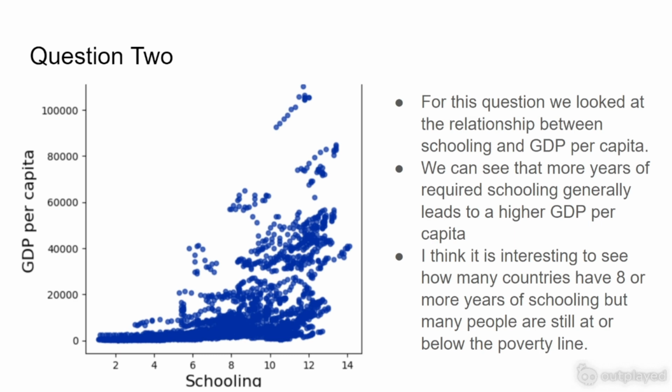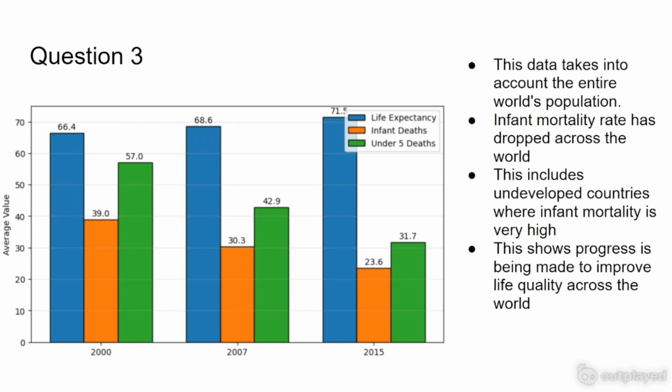But you can still see a lot of countries where they have like 10 years of required schooling are still very low down there, which I think is very interesting. Many people are still at or below the poverty line. I think this shows that even with schooling in our system now, people are still struggling.